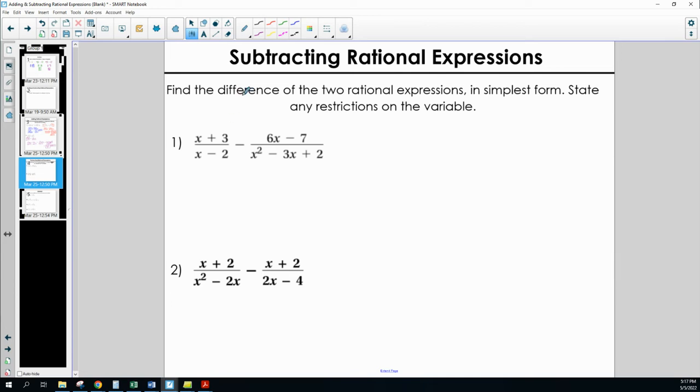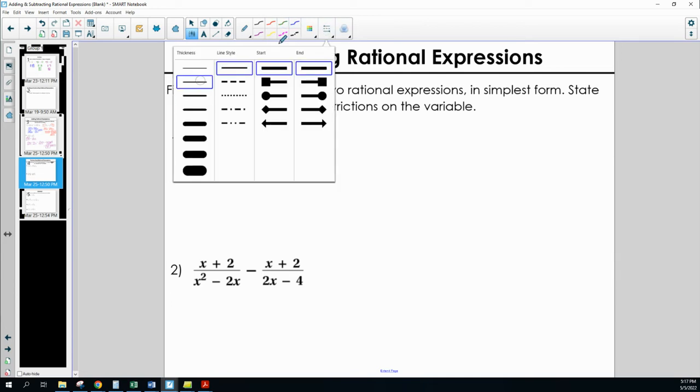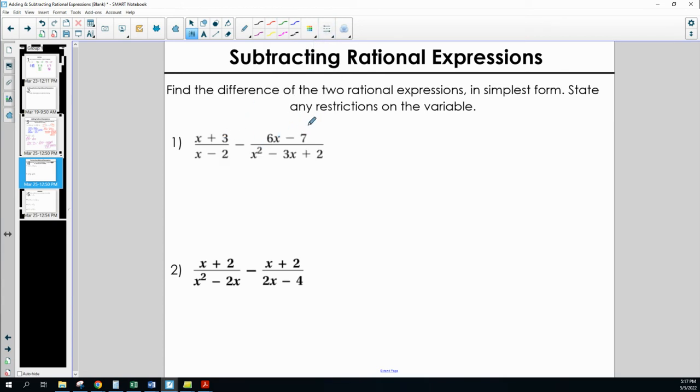So first thing we notice is that the denominators are not the same. So what we want to do first is factor the denominators if we can. So the top here, x plus 3, is going to stay. This denominator, we can't factor because it's already factored. Then minus. Now, since I'm subtracting everything that comes after that subtraction sign, I'm only going to apply this to the numerator. So when I'm subtracting, I'm not just subtracting the 6x, I'm also subtracting the -7.